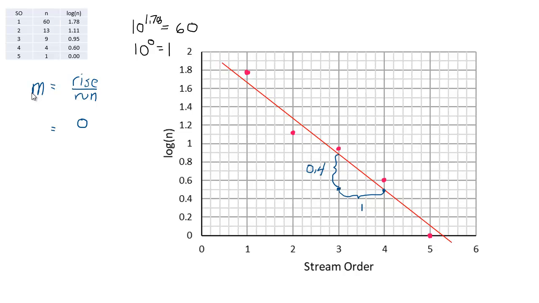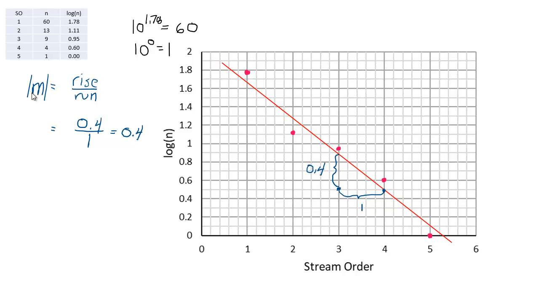When I calculate the slope, I'll put this in lines to show that this is the absolute value, right? So I want the absolute value of the slope. So it's 0.4 over 1, and that's 0.4. So that's the slope of my line on a log plot.